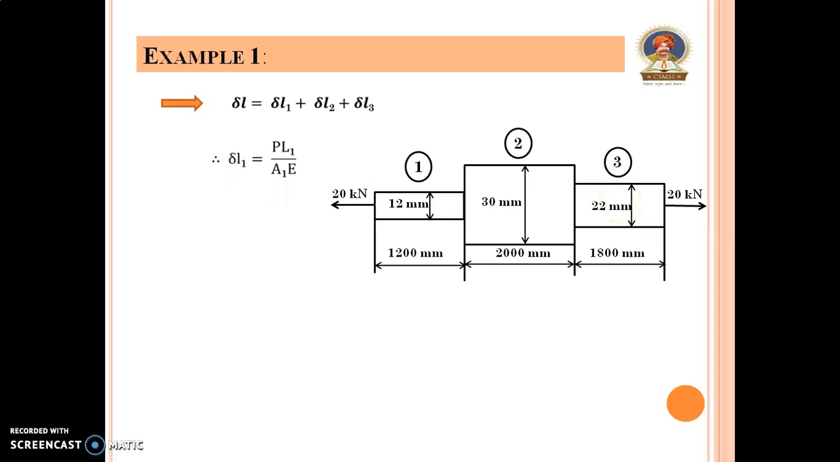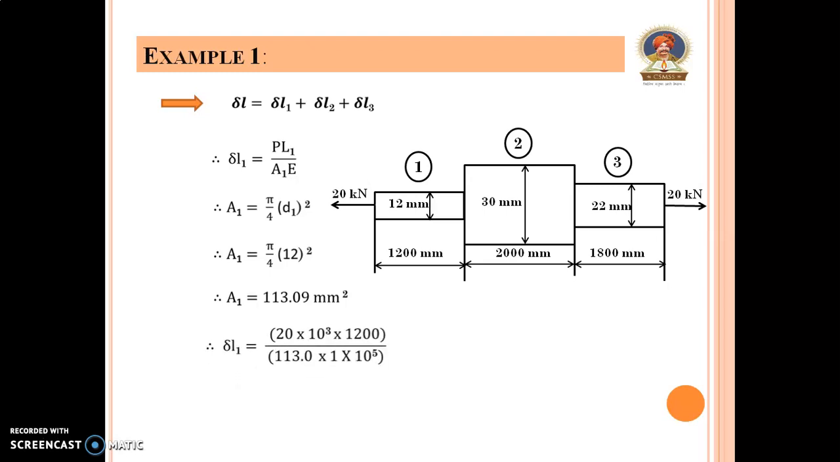So first of all we have to calculate delta L1, which is equal to PL upon A1E. A1 is the area for the first region and this is the diameter. So area is equal to pi by 4 D1 square. We know that D1, that is diameter, is 12 mm. So pi by 4 into 12 square. So A1 is equal to 113.09 mm square.